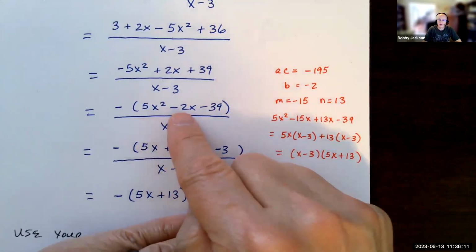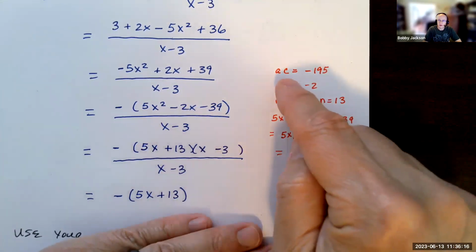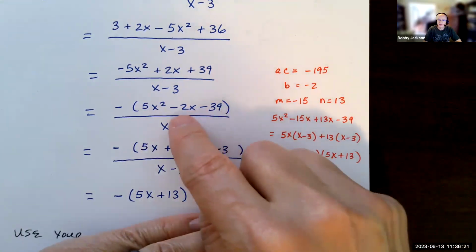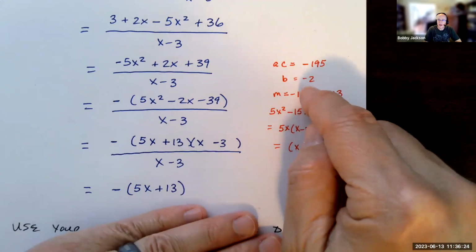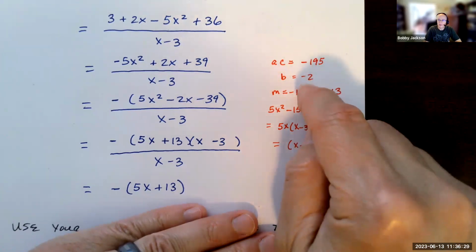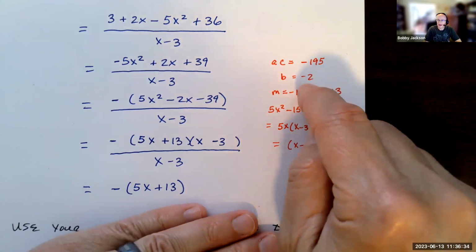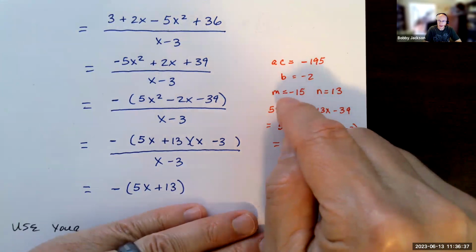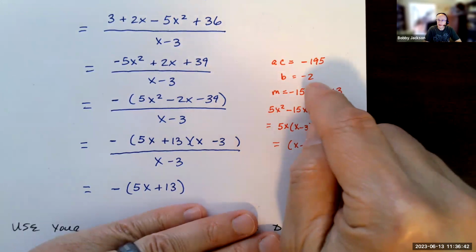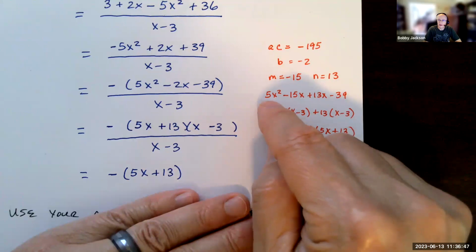Now to factor 5x squared minus 2x minus 39, if you're not sure with this trial and error method, you can also use the AC method. 5 times negative 39 is negative 195. The value of b here is negative 2. So in the AC method, you're looking for two numbers whose product is negative 195 that sum to negative 2. They're obviously opposite signs, and the negative one is larger in absolute value. The answer is negative 15 and 13, because negative 15 plus 13 is negative 2, and negative 15 times 13 is negative 195.